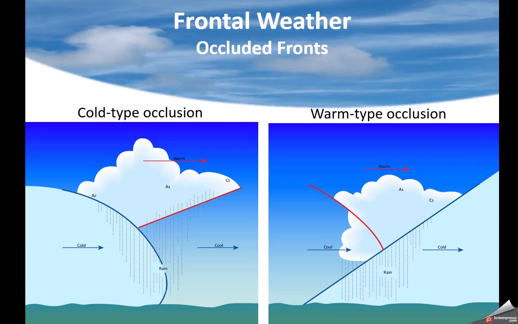If the air that's coming in behind is colder, that's a cold type occlusion. If the air coming in is not as cold, from a warm type occlusion, that's called a warm occlusion. Warm occlusions typically occur on the west coast of the United States more frequently. Cold occlusions typically occur on the east coast of the United States.